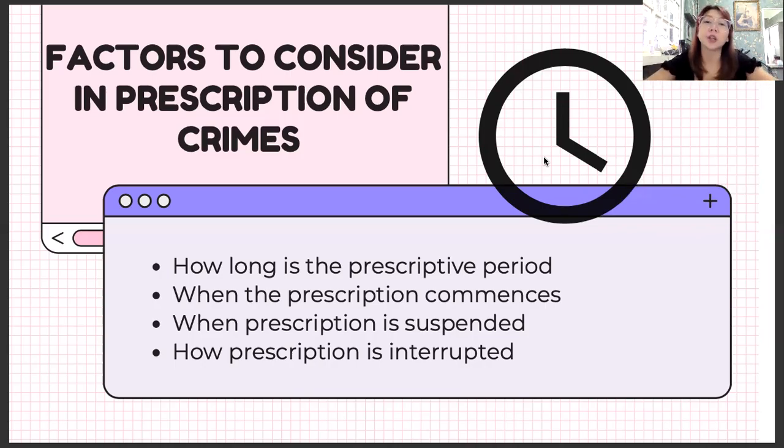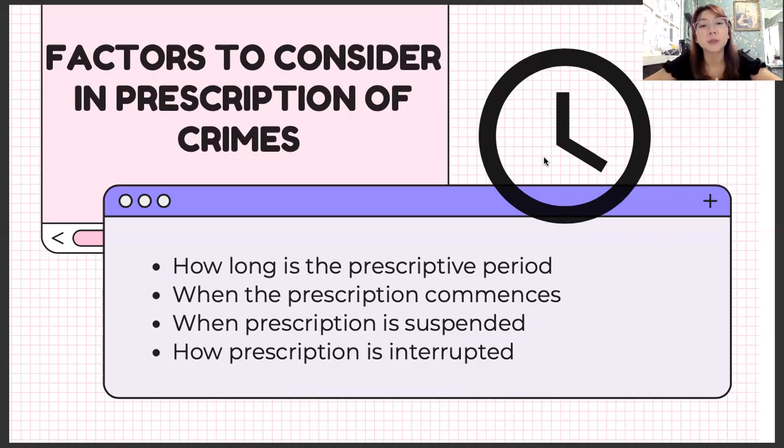How about interruption of the prescriptive period? So the rule here is any kind of investigative proceeding, whether executive or judicial, instituted against the accused, which may ultimately lead to his prosecution, is sufficient to interrupt the running of the prescription.